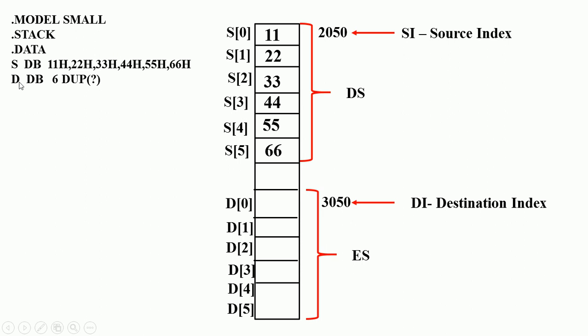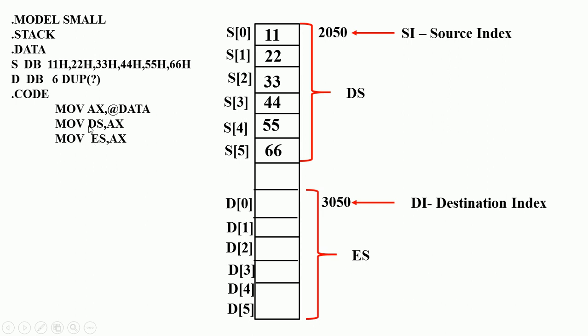This is a source block, this is a destination, then this is the initialization of the data segment as well as the extra segment. If you want to use any string instructions, we have to initialize the extra segment. Now this is the way of initializing the data segment as well as the extra segment. Suppose we are not using any string instruction, then actually initialization of the extra segment is not required. Therefore, if you want to use string instructions, we have to initialize the extra segment.